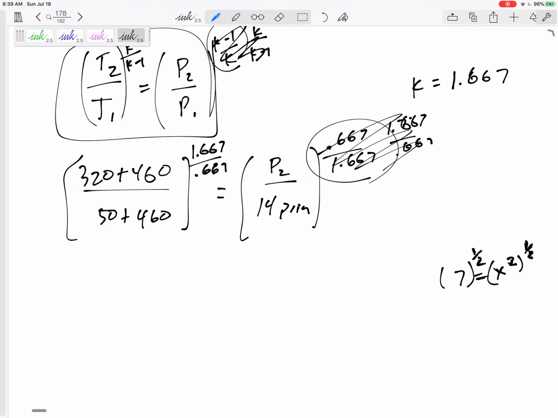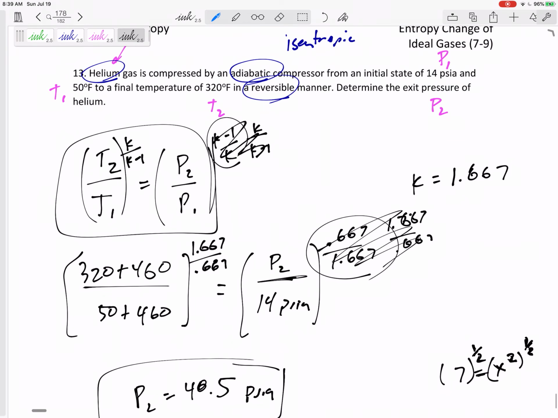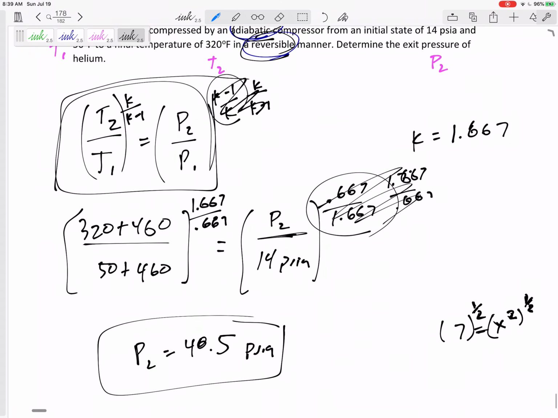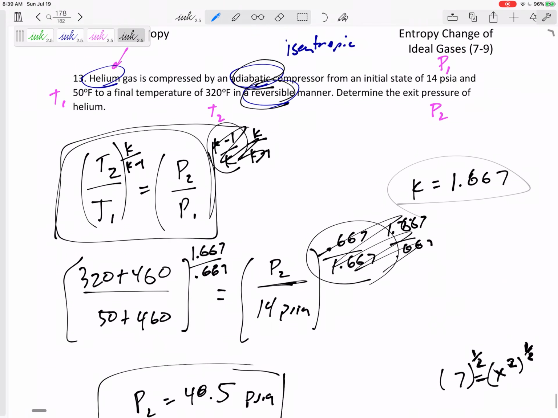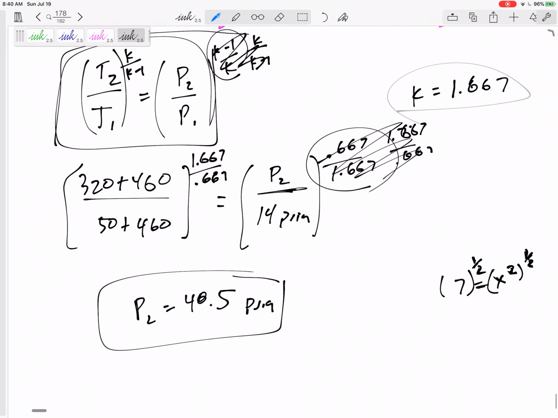Okay, so there we go. Solve for P2. P2 would be 40.5 psia. 40.5 psia, solving for P2 right there. For this one, it didn't tell us it was isentropic. It told us it was adiabatic and reversible. So that means it's isentropic. For isentropic ideal gases, we have these equations right here. K value for helium, 1.667.